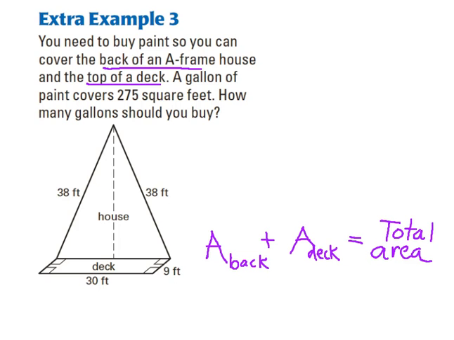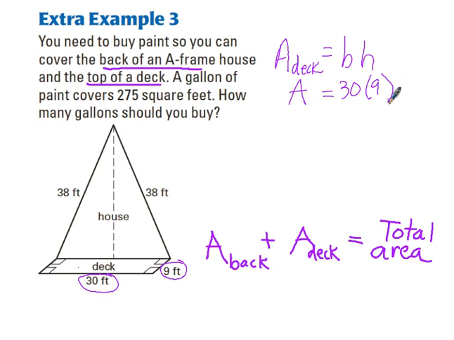So here we have the house. We know that the deck is a rectangle, so we can find the area of the deck, which equals base times height. Here we have, it's kind of flat on the ground, but we have a 30-foot length and a 9-foot height. And so we can say that the area equals 30 times 9, 30 feet for the base, 9 for the height. So the area equals 270 feet.